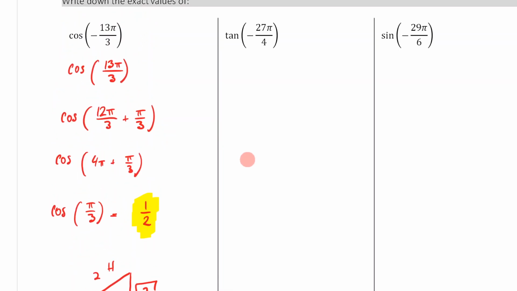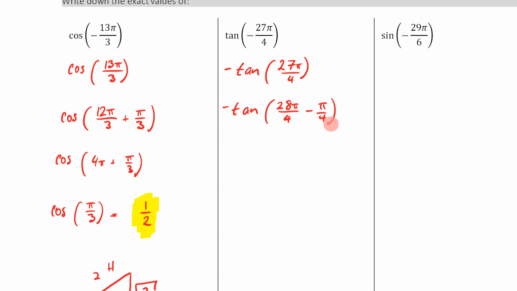Let's keep on moving. So now we have tan of a negative angle. So remember what you do is you take out that negative to the front, and now you just deal with this. We're again going to break up that angle. I'm going to break it up into 28 pi on 4 minus pi on 4. 28 on 4 is 7 pi minus pi on 4.